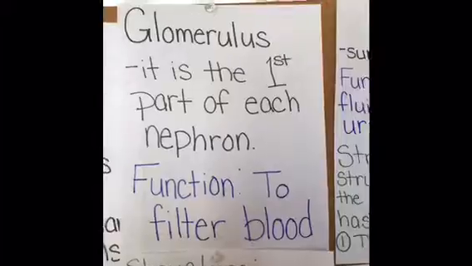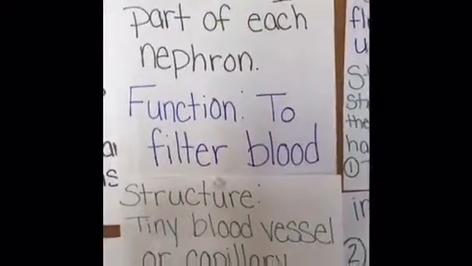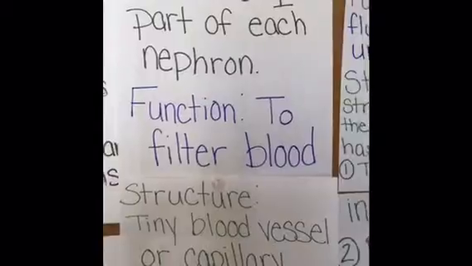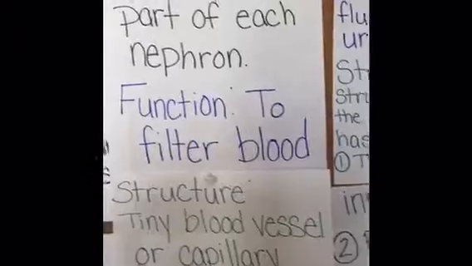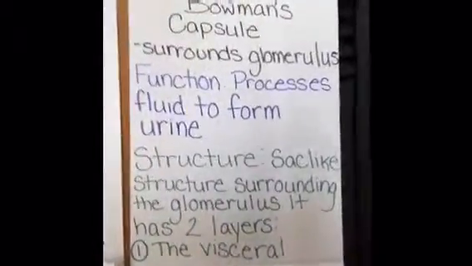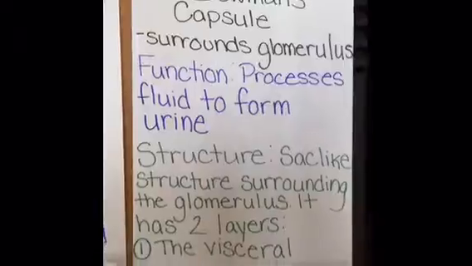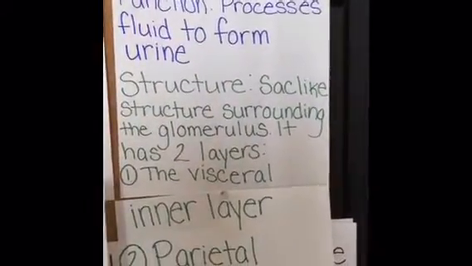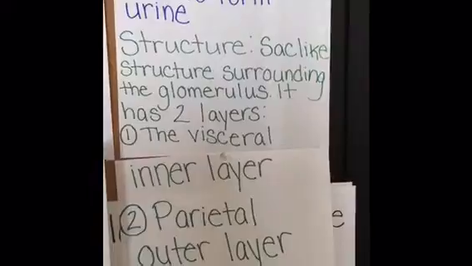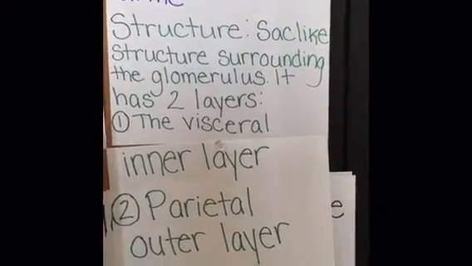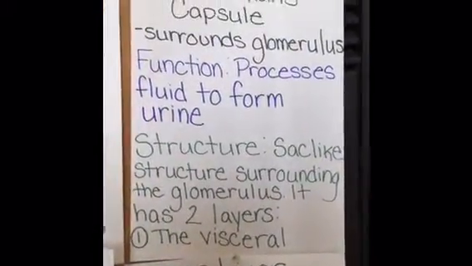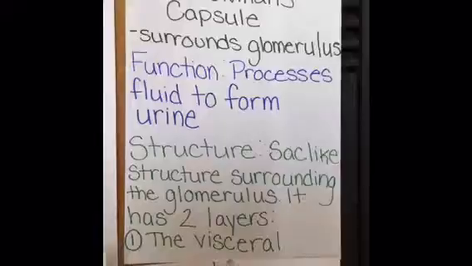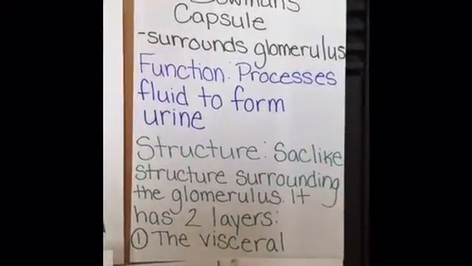The glomerulus is the first part of each nephron, and its function is to filter blood. The glomerulus is made up of tiny blood vessels, also known as capillaries. It's surrounded by the Bowman's capsule, which is a sac-like structure with two layers: the visceral inner layer and the parietal outer layer. Its job is to process fluid to form urine, which will be further processed and broken down in the proximal tubule.